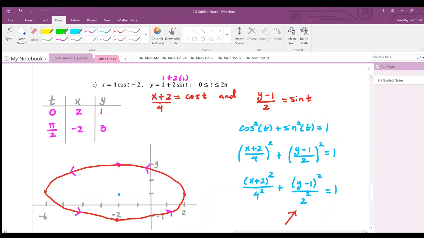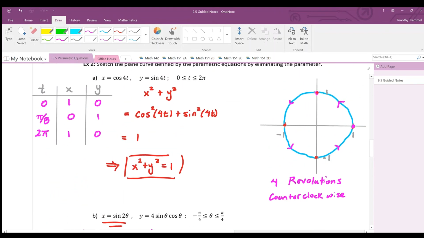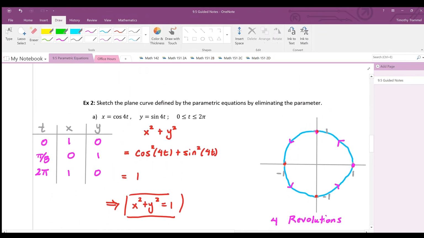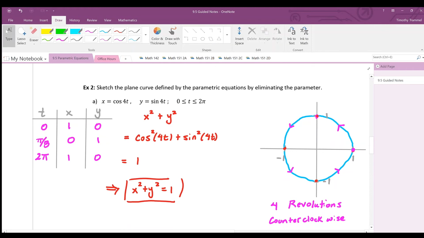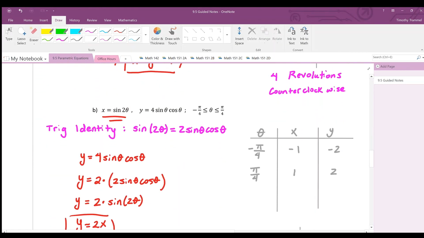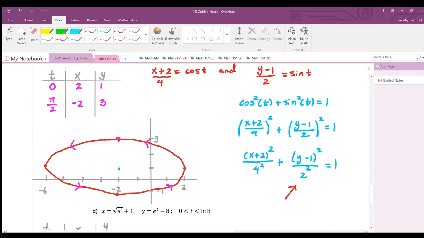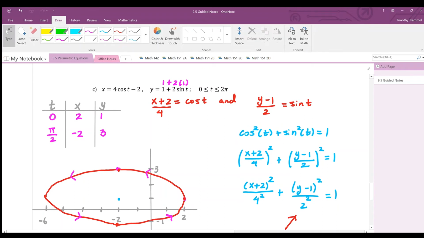Let's see if there was anything else in the instructions here to do. Sketch the plane curve defined by the parametric equations by eliminating the parameter. So we have done that. We eliminated the parameter and we actually graphed it. And the equation where we've eliminated the parameter, I should point out, is right here. Standard form of an ellipse.